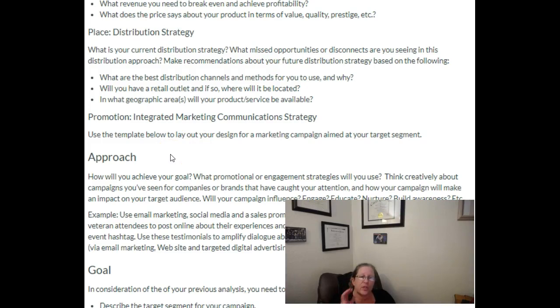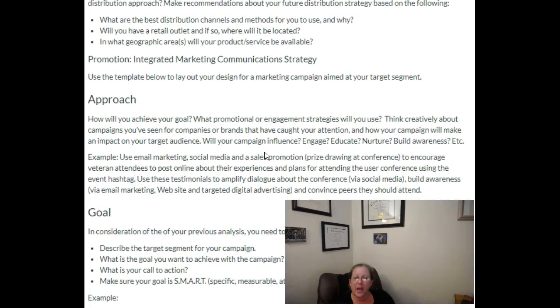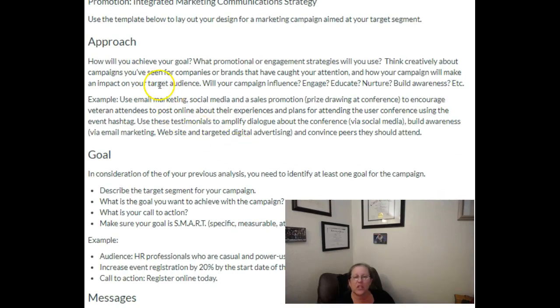And then you're going to use the template to lay out your design for the marketing campaign. This is going to be aimed at your target segment. So you'll answer the question of how you're going to achieve your goal, and what promotional or engagement strategies you're going to use. Be creative in your campaigns and think about what you've seen other companies and brands do that have caught your attention, and think about how it's going to make an impact on your target audience. Is your campaign going to influence, engage, educate, nurture, build awareness? So what is the goal of your campaign?